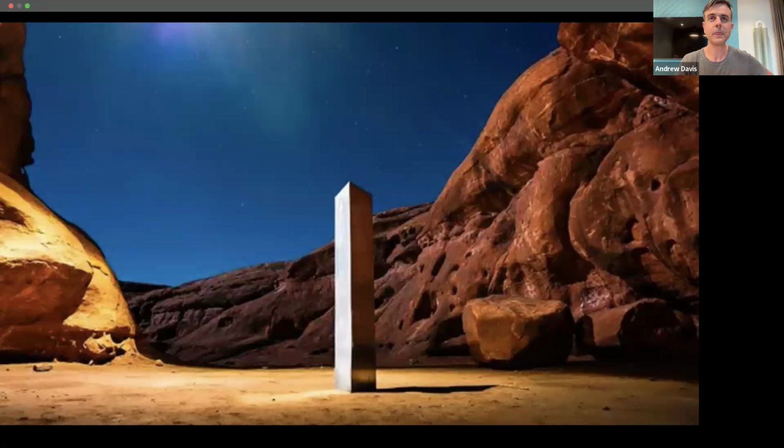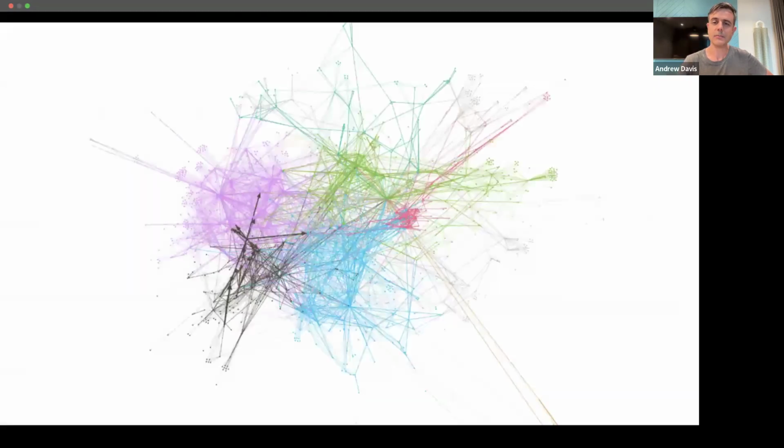So this is a monolith. This is a monolith. Now, you might think that this was placed here by aliens. This is in the Utah Red Rock desert. The theory is that it wasn't aliens. It was artists, a group of artists put this monolith there in the desert. This is also a monolith. This is a depiction of dependencies in a Salesforce org. And the characteristic of a monolith is that it's one big ball of mud, one big, everything's connected to everything else. It's basically one piece. There are not separate distinctive bits.